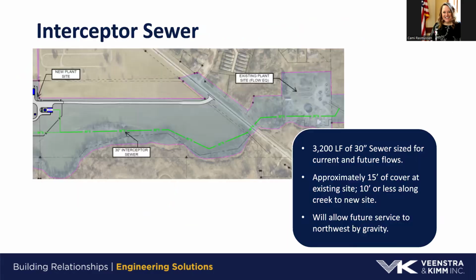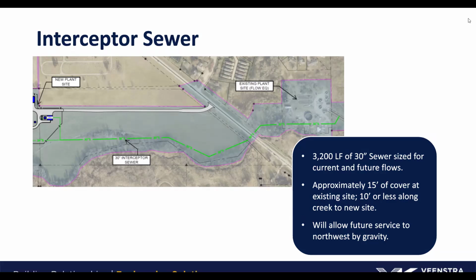Then the next slide talks just briefly about the interceptor sewer. It's approximately 3,200 feet of 30-inch sewer that is sized to handle both the current flows, or I should say even just the future flows in 2050, but beyond that as well. And it's actually not that deep of a sewer. It's approximately 15 feet of cover at the existing site and gets to 10 feet or less along the new creek. As we move to the north there, when we turn to go into the new plant, it does get a little deeper again, but certainly that's preferable to any kind of pump situation.